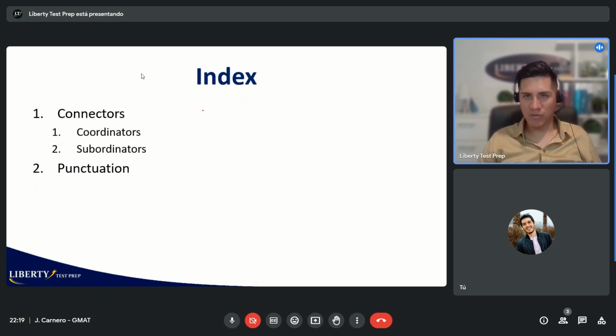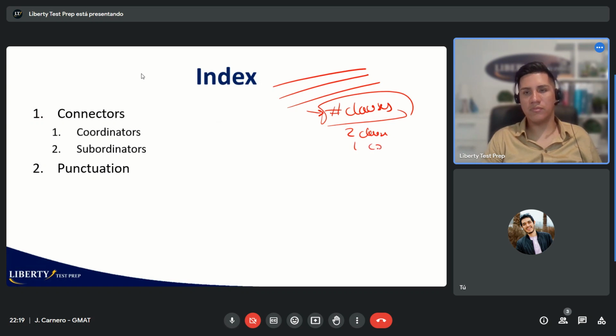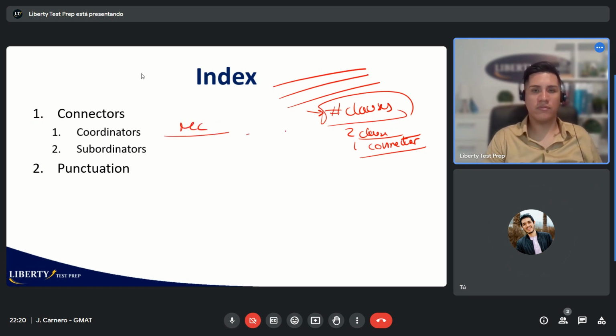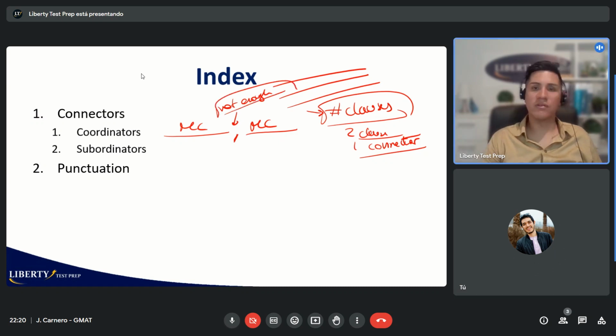But basically, the premise for the whole lesson is this: when you read a sentence, it's very important for us to notice the number of clauses it has, because for every two clauses, you will need one connector. Then, if you have two main clauses and you have a simple comma, that's not enough. A comma is not a good connector. You need something more.